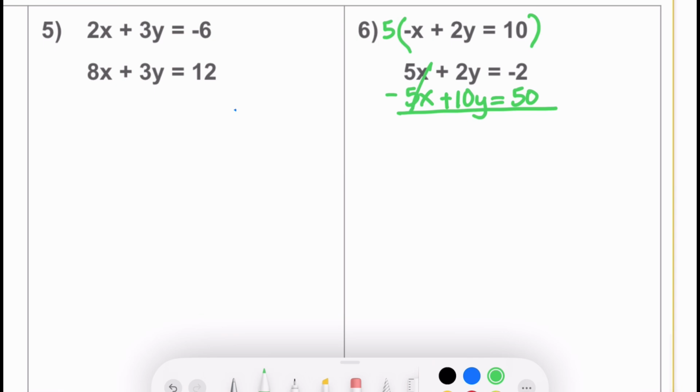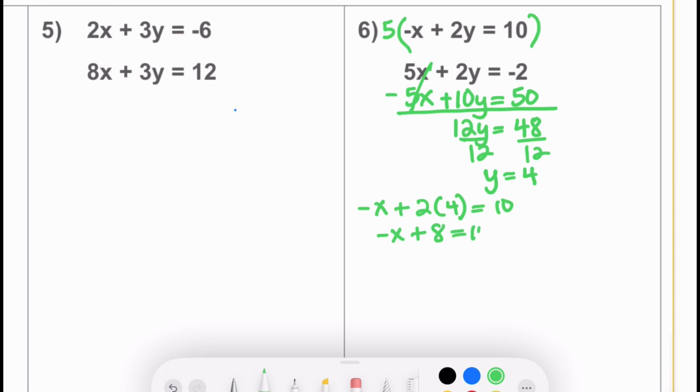And my x goes away. I'm left with 12y is equal to 48. Divide both sides by 12. Y is equal to 4. And then, of course, plug it in. Negative x plus 2 times 4 equals 10. Negative x plus 8 equals 10. Subtract 8 from both sides. Negative x equals 2. Divide by negative 1. X is equal to negative 2.